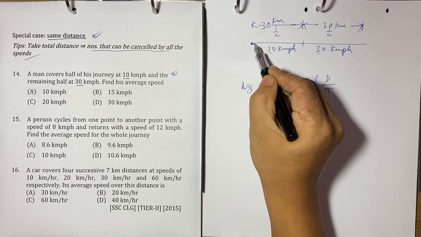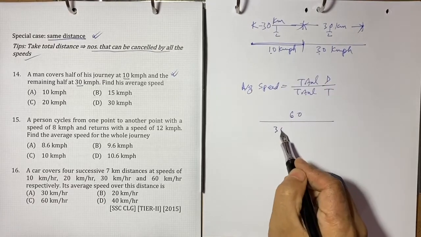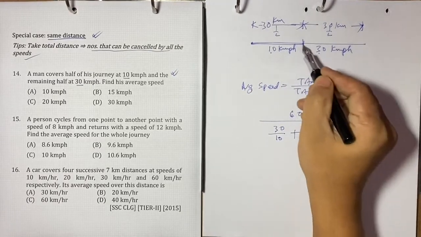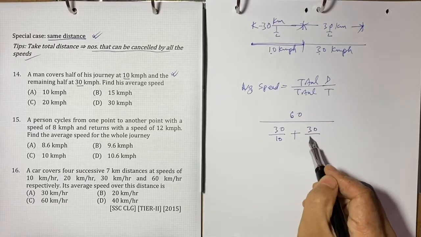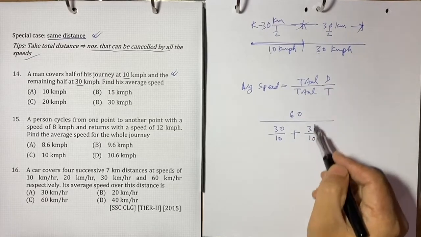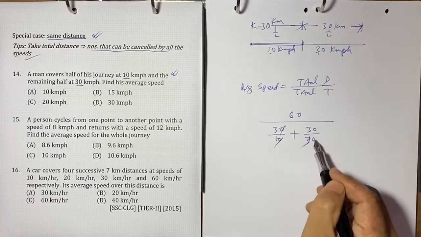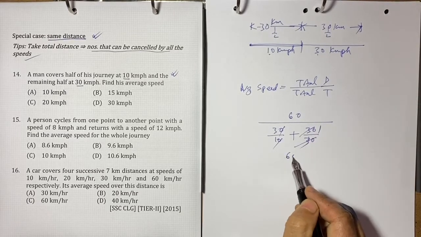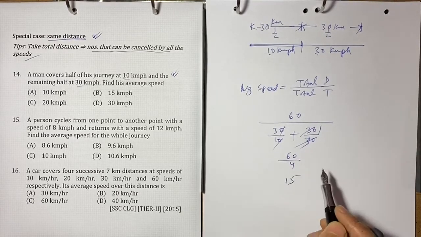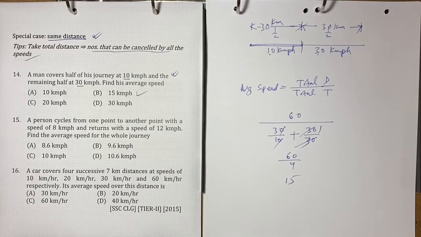Time will be distance divided by speed. So cancel, I get 60 divided by 4. Cancel, 15. So this is the answer.